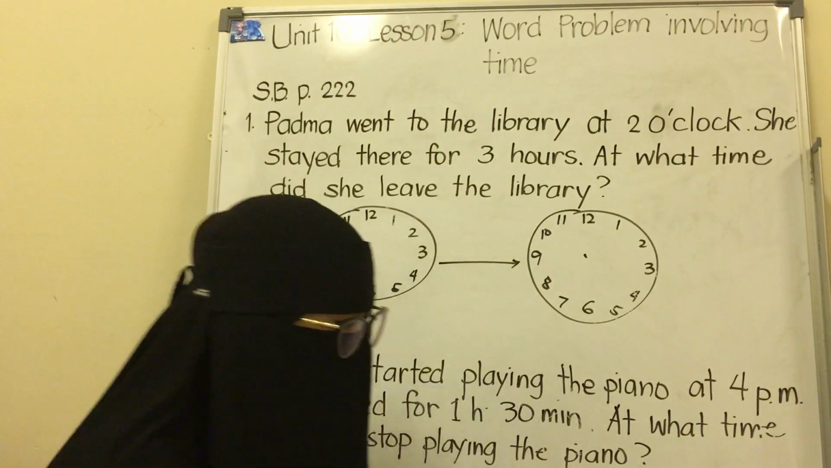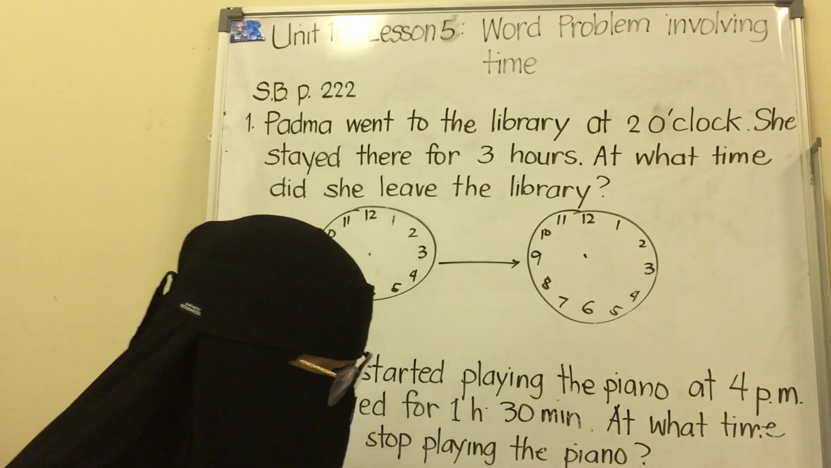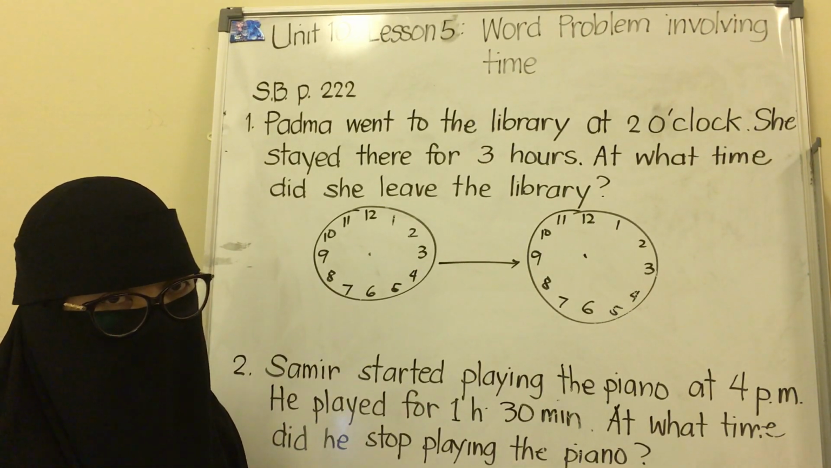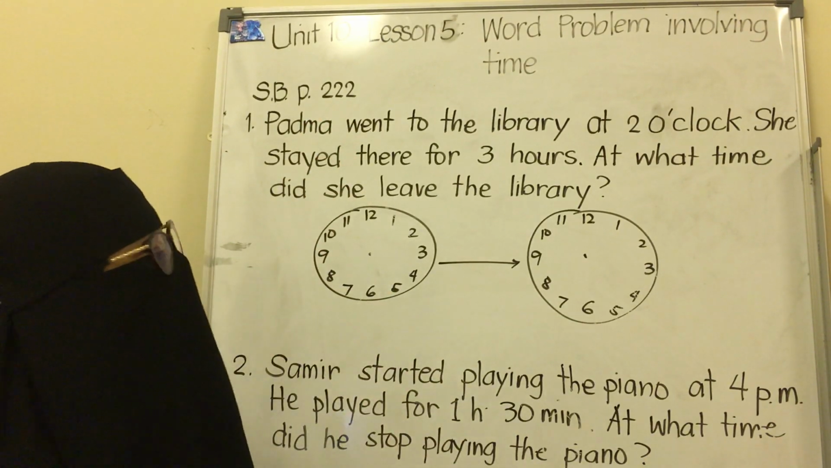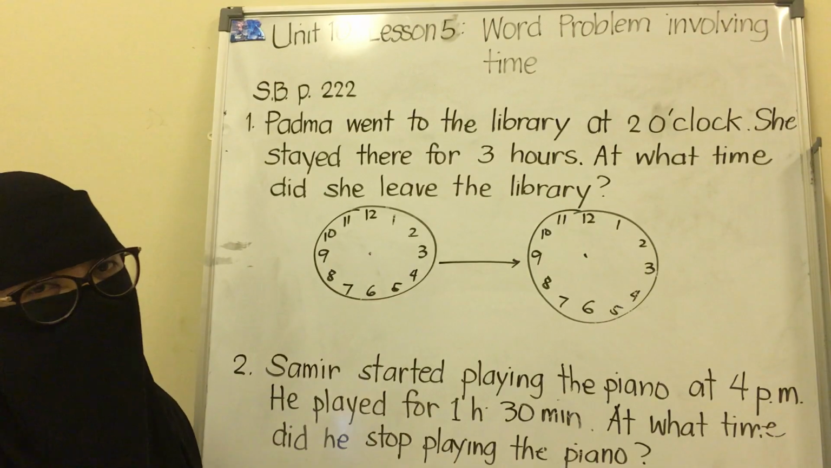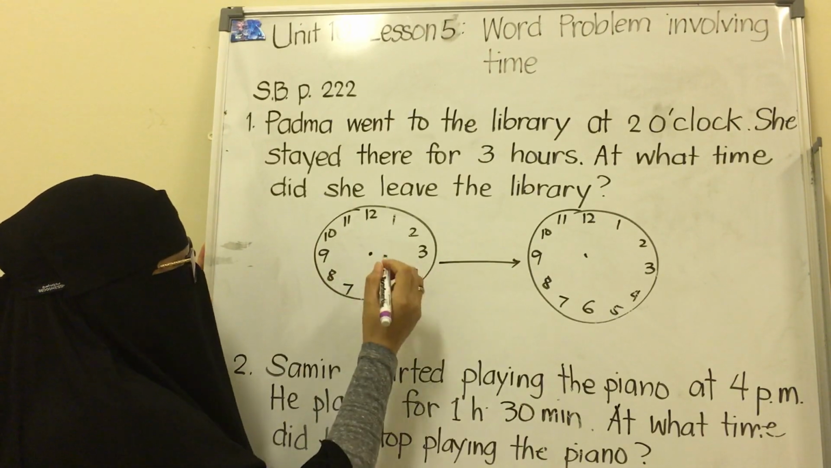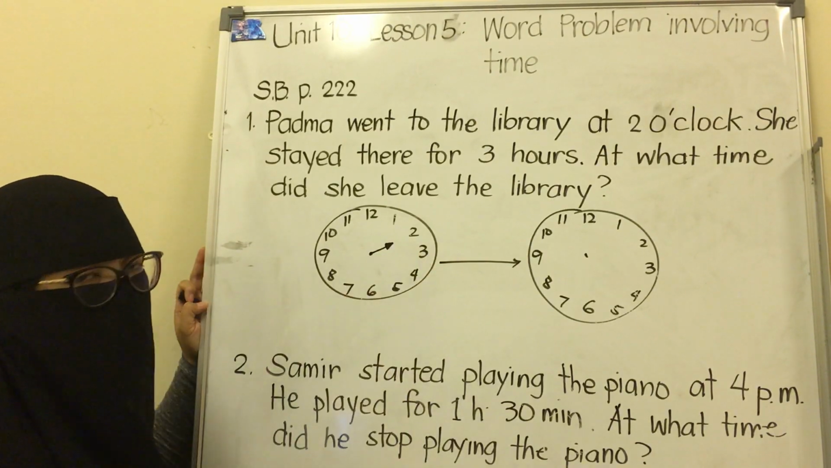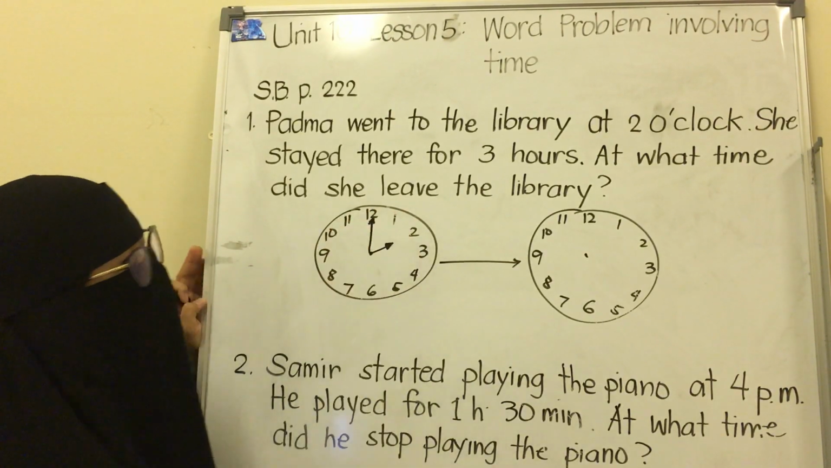Now we have here two samples of the word problem taken from your book on page 222 of your student book. If you want to follow, you can get your book and open it on page 222. Okay, so let's start. Our first word problem: Padma went to the library at 2 o'clock. If you draw it in the first block, the short hand will be pointing at the hour, which is 2, and the long hand is on 12. So that is 2 o'clock.